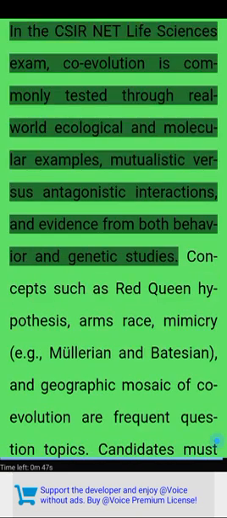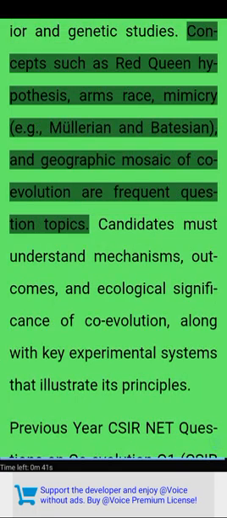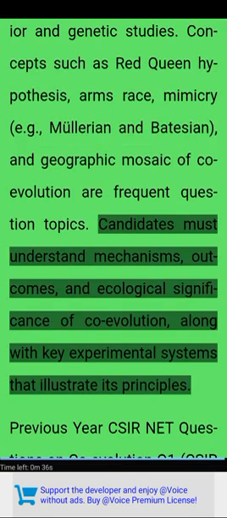In the CSIR NET Life Sciences exam, co-evolution is commonly tested through real-world ecological and molecular examples, mutualistic versus antagonistic interactions, and evidence from both behavior and genetic studies. Concepts such as Red Queen hypothesis, arms race, mimicry, e.g., Müllerian mimicry, and geographic mosaic of co-evolution are frequent question topics. Candidates must understand mechanisms, outcomes, and ecological significance of co-evolution, along with key experimental systems that illustrate its principles.